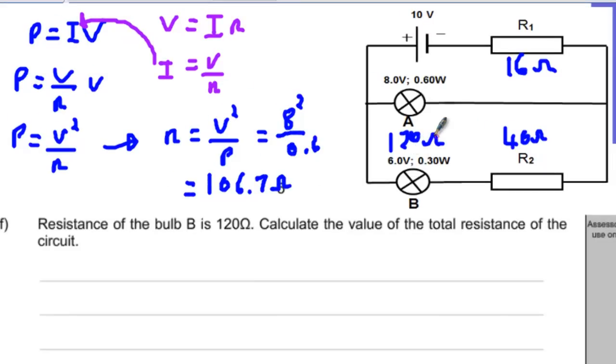The first thing I'm going to do is combine these two resistances. 120 ohms plus 40 ohms makes 160 ohms. So this here is like one big resistor with a resistance of 160 ohms. Now these two here, the 106.7 ohm and the 160 ohm, are in parallel.